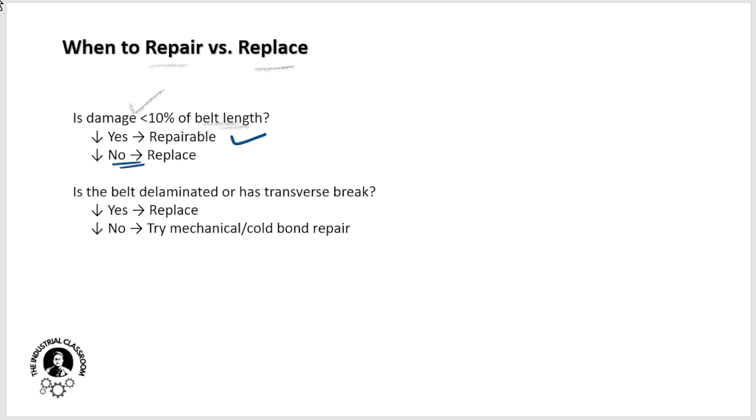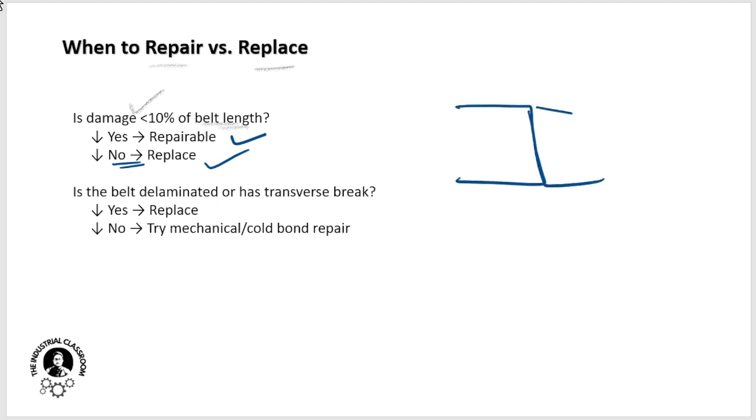And if it increases by 10%, it is a thumb rule. In industries, where it comes to cost saving, we generally repair as much as possible, then replace. Is the belt delaminated or has transverse breaks?